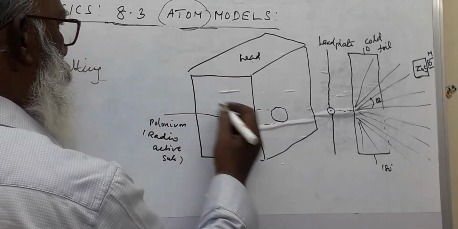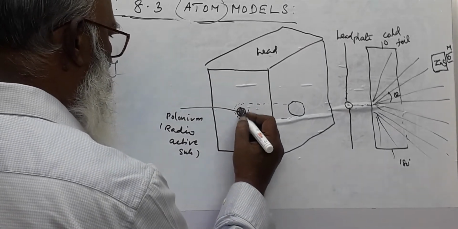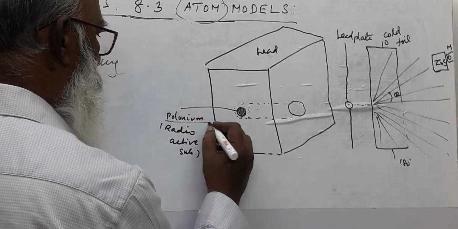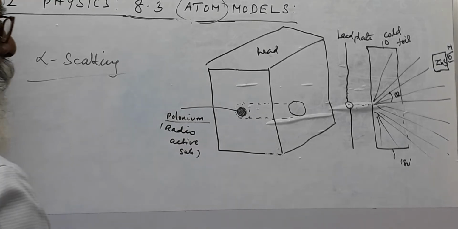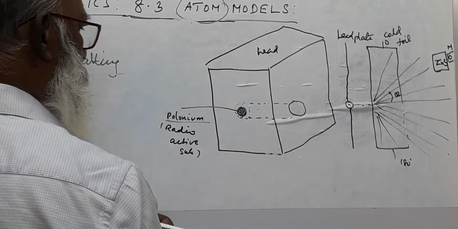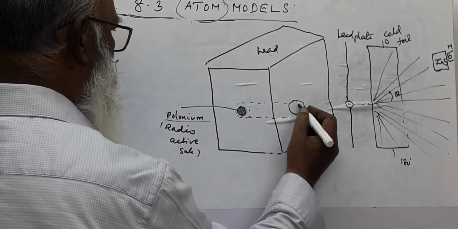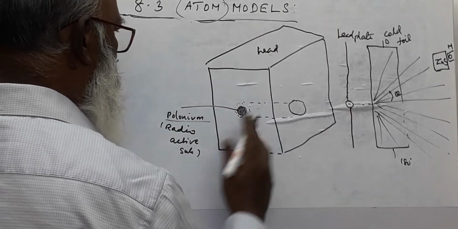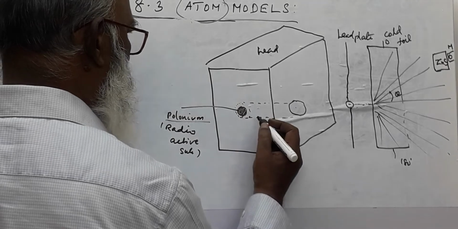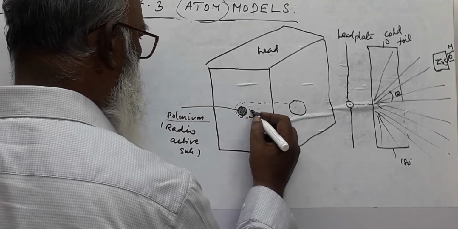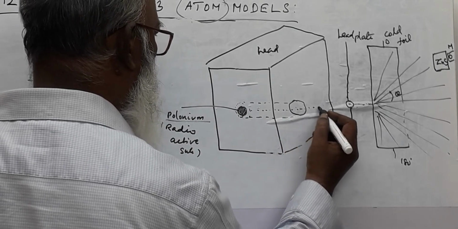That's why we have to consider a lead box as shown in the figure, and we have to consider a radioactive substance such as polonium or radium or thorium, anything else. Polonium you have to consider here. Then it is fully tightly closed, only here there may be a hole, so that this radiation may take a path or passage through this hole itself.